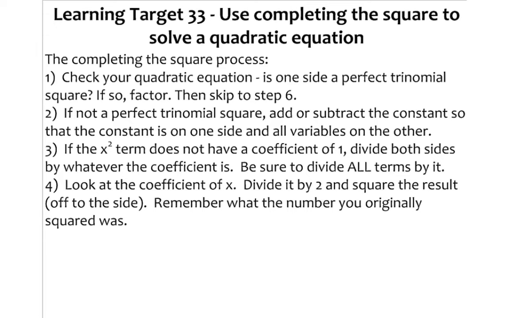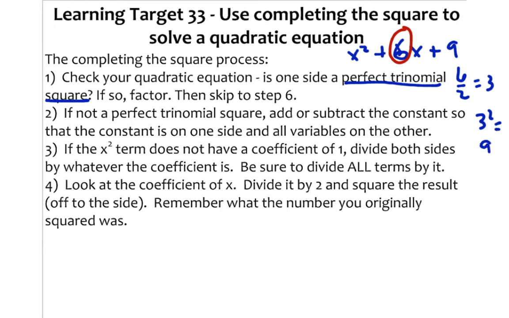The first thing you have to do is check to see if one side of your quadratic equation is a perfect trinomial square. In other words, it might look something like x squared plus 6x plus 9. The way you can check that is take a look at that 6x, it's 6 in the middle. If I can take that 6 and divide it by 2, which is 3, and then square the 3 and end up with the 9 at the end, then we have a perfect trinomial square. This is assuming, of course, you have 1 in front of your x squared.